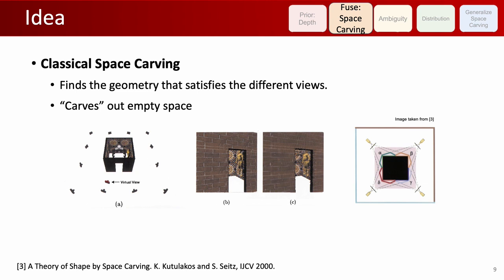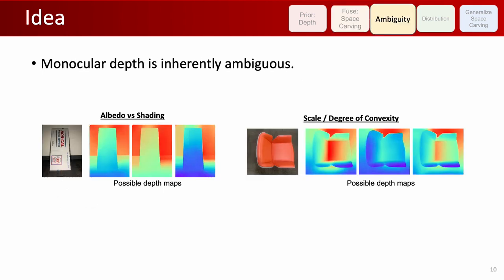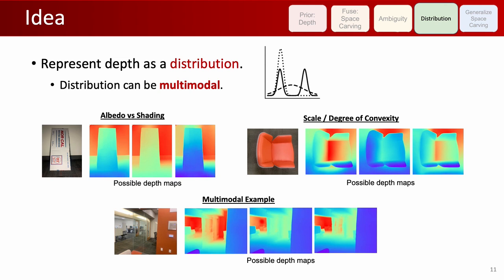In classical space carving, the goal is to find the coherent geometry that satisfies the observations from the different views by carving out empty space. This works great assuming the availability of ground truth depth. But we know that monocular depth is inherently ambiguous, such as albedo versus shading and scales. Hence, we represent depth as a distribution, which can be multimodal and retain the inherent ambiguities at the stage of monocular depth estimation.